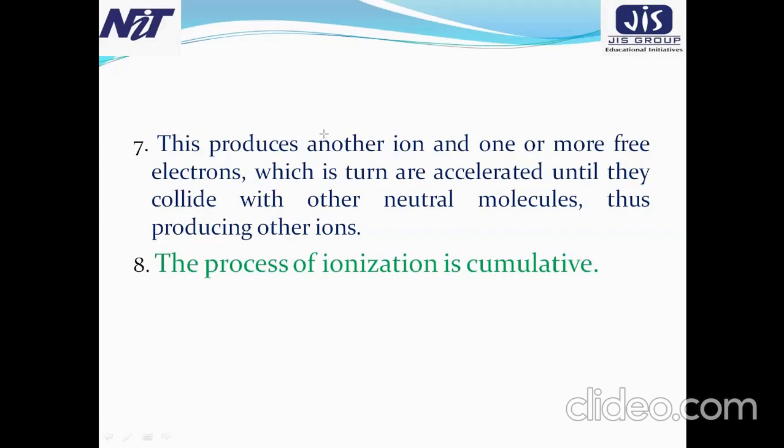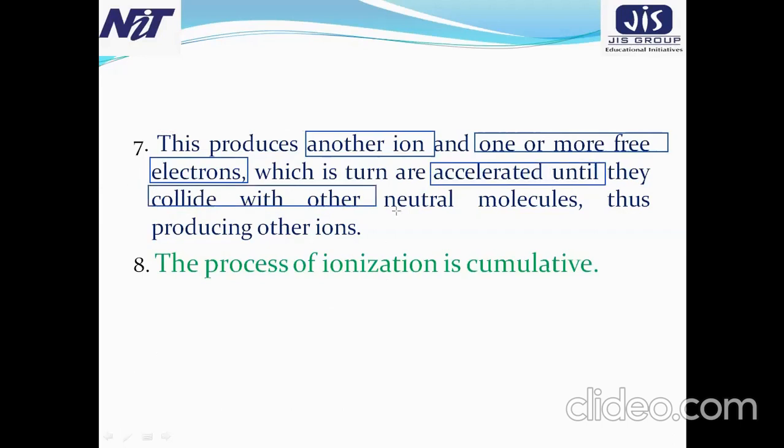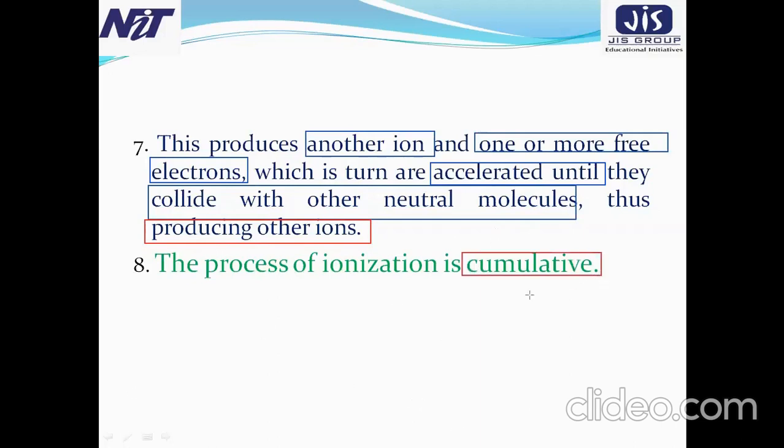How? This produces another ion and one or more free electrons, which in turn are accelerated until they collide with other neutral molecules that produce another ion. So in this way, another ion will be produced. This process of ionization is cumulative. So in this way the process will continue; it is basically a cumulative process.